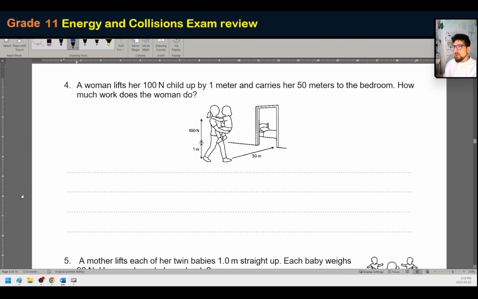Here we go. A woman lifts her 100 Newton child up by 1 meter and carries her 50 meters to the bedroom. How much work does the woman do? Well, it's not a very nicely worded question, and what I mean by that is it just says how much work does the woman do.